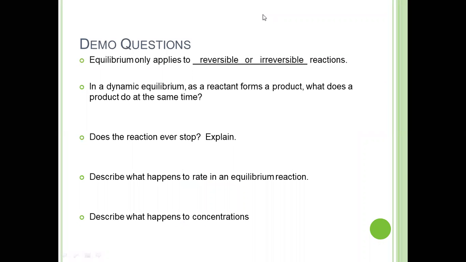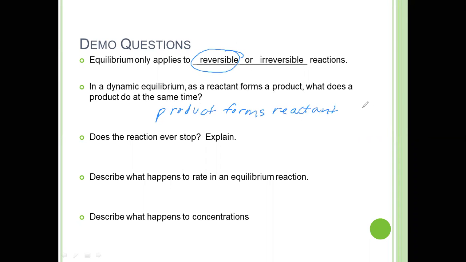Sorry. Okay. So equilibrium. So based on what you saw, equilibrium applies to reactions that are reversible, so go in both directions. In a dynamic equilibrium, as reactants form products, what does the product do at the same time? Product forms reactant. So reactant forms product in the forward, and then the reverse, the backwards arrow, product forms reactants.